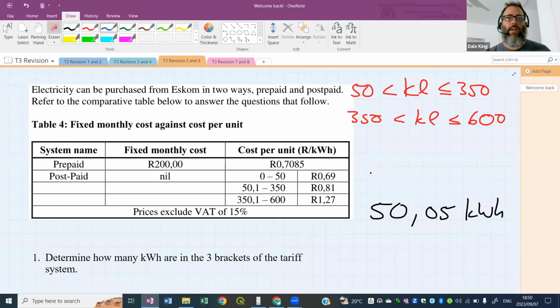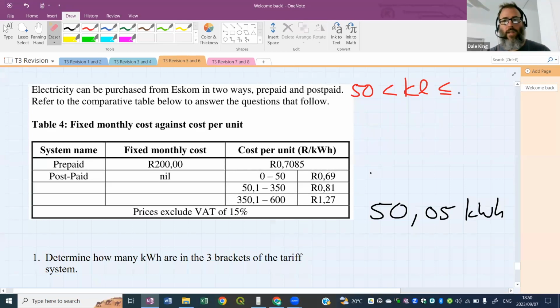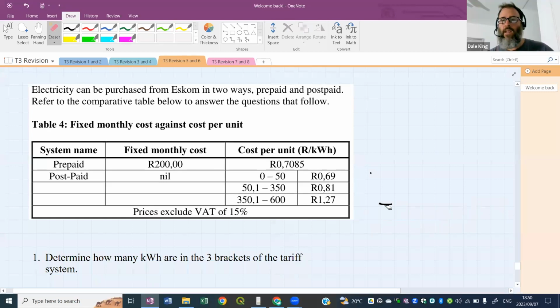But because this is math literacy, we don't want to show you inequality signs. I've seen them before in an exam. I've seen tariff tables with these things before, but what they do is the little comma 1 trick. All it means is you move into the next bracket if you're above 50. So 50,05 would mean we are in the second bracket. Now when I ask you how many kilowatt hours are in each bracket, please don't use the comma 1.